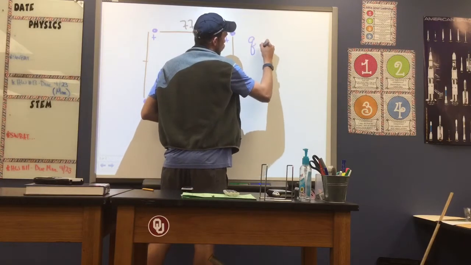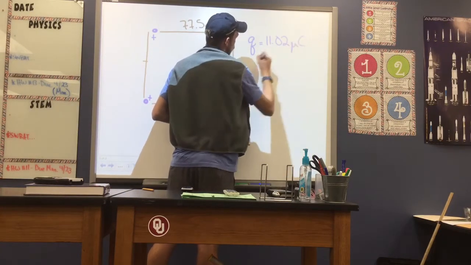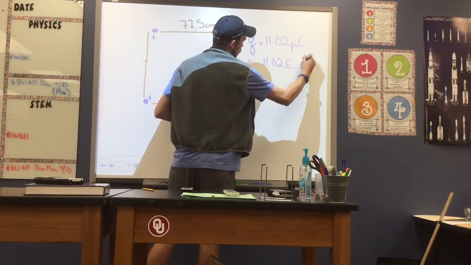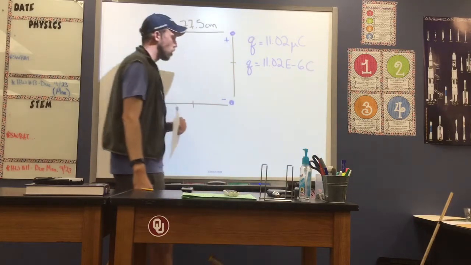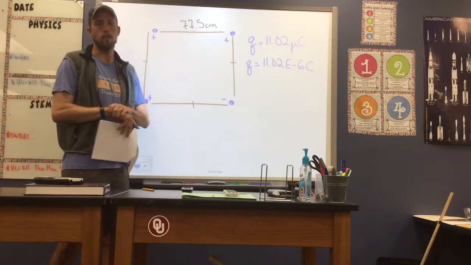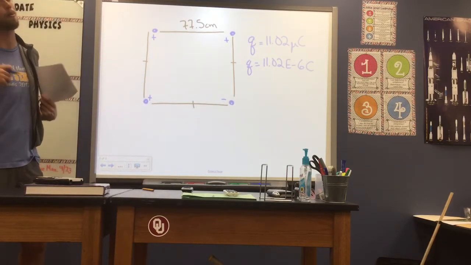So our charge Q is 11.02 microcoulombs, or we do convert it as we will need to, 11.02 e to the negative 6 coulombs. Okay? Now that is true for all of our charges around the square. The distinction we'll need to make is the bottom right charge, which I will say will be negative.